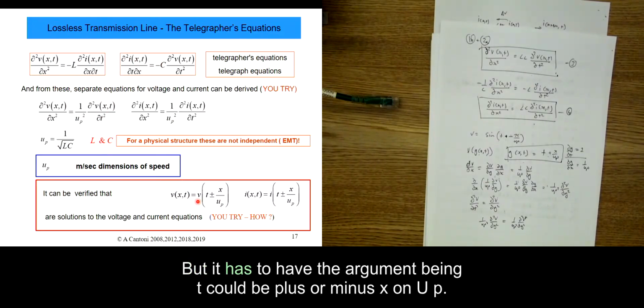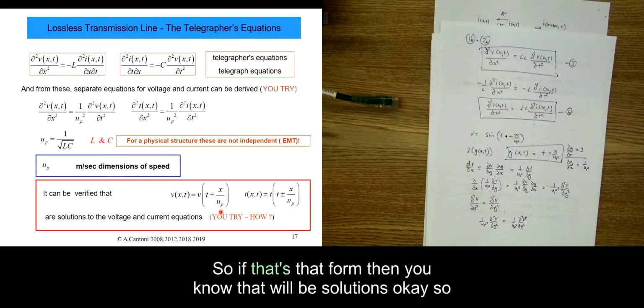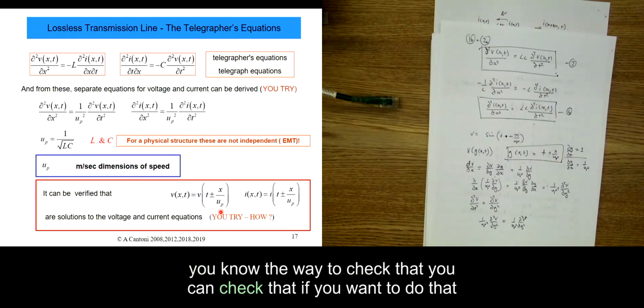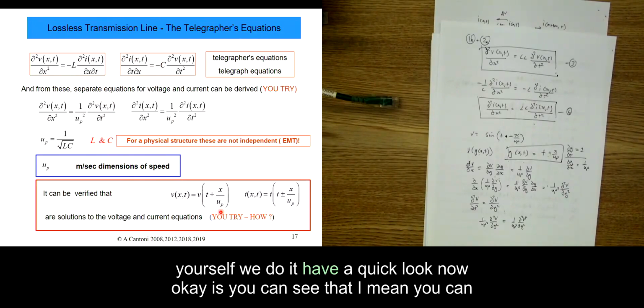Okay. But it has to have the argument being t plus or minus x on UP. Right. So if it's of that form, then that will be solutions. Okay, so you can check that yourself if you want. We can do it, have a quick look now.